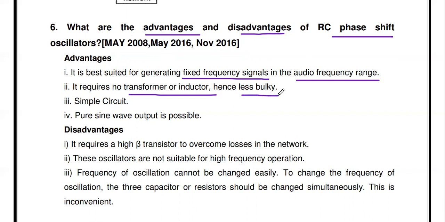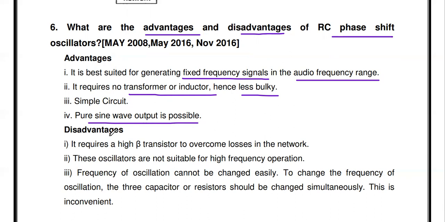It doesn't need any transformer or inductor. If a circuit has an inductor or transformer, that circuit is bulky. But here in the feedback network, we are using only simple 3 resistors and 3 capacitors, so this is not a bulky circuit. That is one of the advantages. It is a simple circuit, and it provides a pure sine waveform output. These are all the advantages of the RC phase shift oscillator.